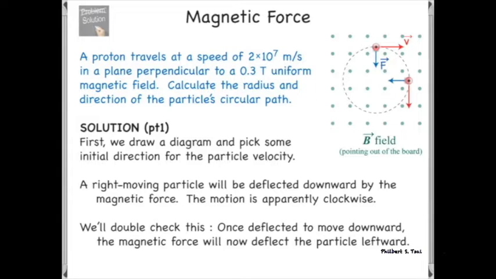We can proceed forward with this. We can double check that once we've deflected it to the point where it is moving downward, we can again use the right-hand rule with now a velocity vector that is pointing downward, a B field that is still pointing out of the board, and the result is a force vector that points to the left now, which is again towards the center of the circular path.